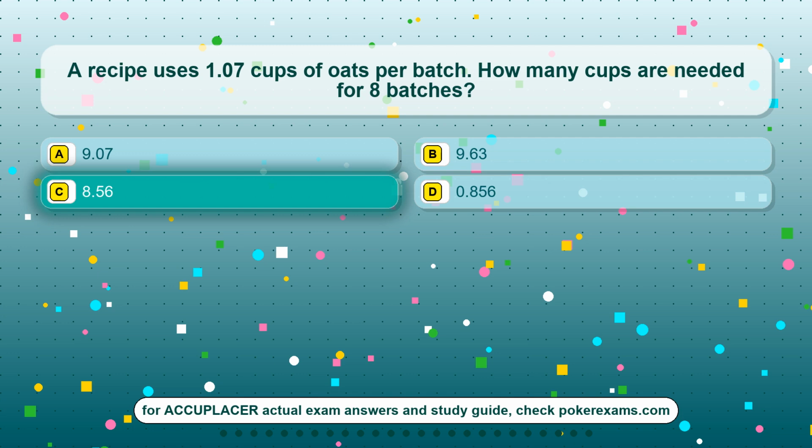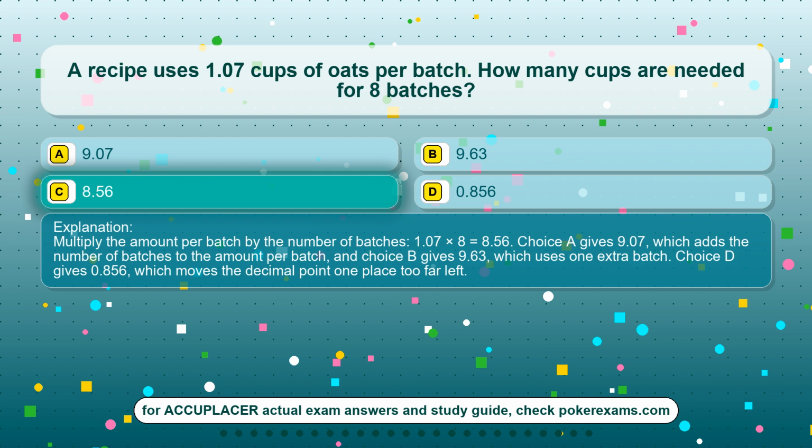The correct answer is option C, 8.56. Multiply the amount per batch by the number of batches. 1.07 times 8 equals 8.56. Choice A gives 9.07, which adds the number of batches to the amount per batch, and choice B gives 9.63, which uses one extra batch. Choice D gives 0.856, which moves the decimal point one place too far left.